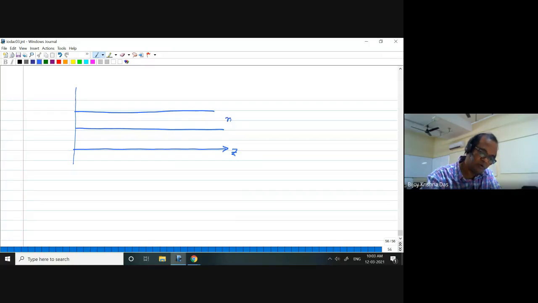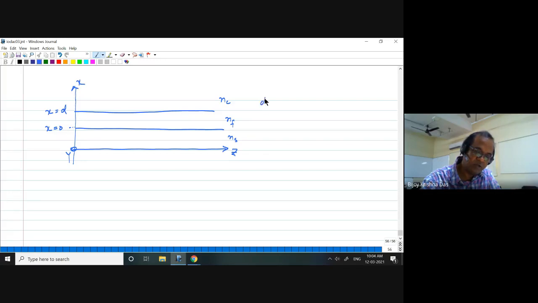So you have NF, NS, and your NC. This is your X. This is actually Y, and then this is your X equal to 0. We write X equal to D. So this is the case, and then we have written three equations.